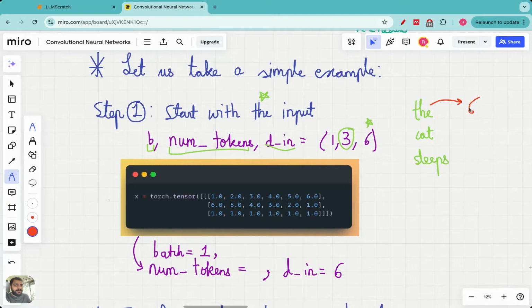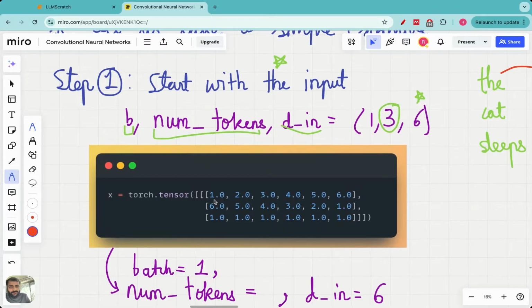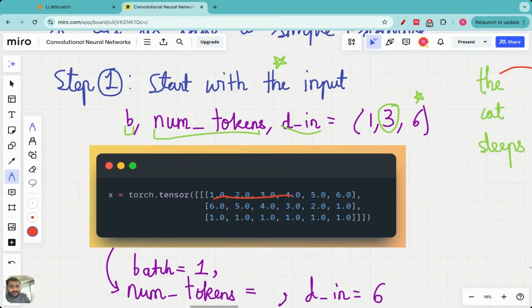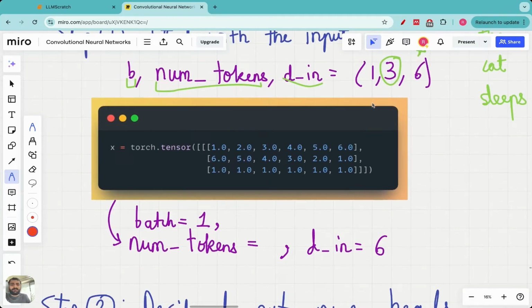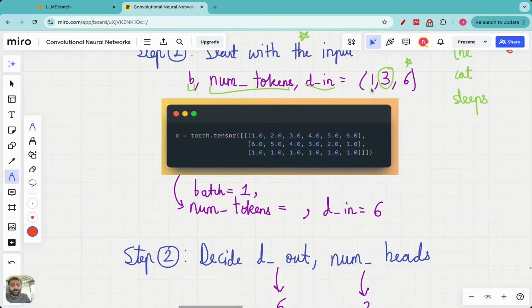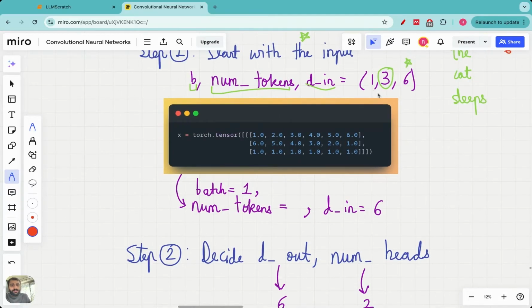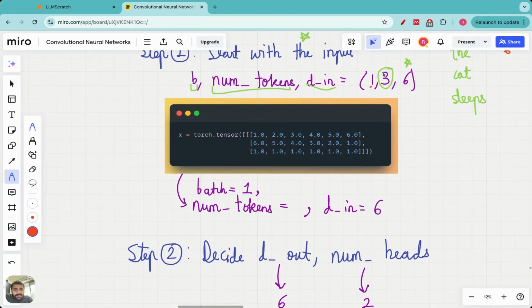So "the" will be a six dimensional vector, which is the first row. So look at the first row over here. This is the six dimensional vector for "the", this is the six dimensional vector for "cat", and this is the six dimensional vector for "sleeps". So you will see that this is a 1 by 3 by 6. For simplicity, I have taken the batch size equal to 1. Okay. So this is a 1 by 3 by 6 tensor.